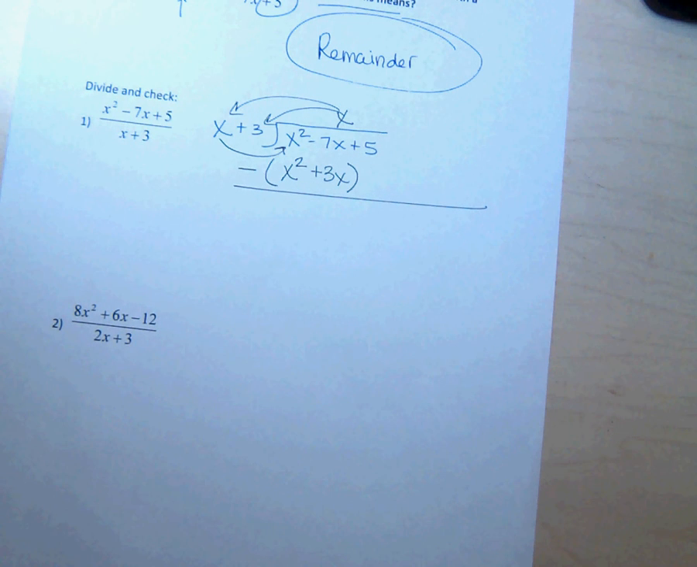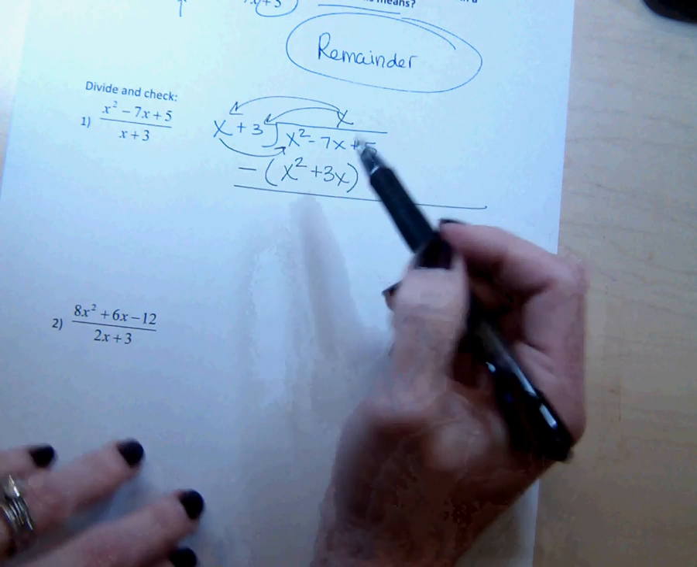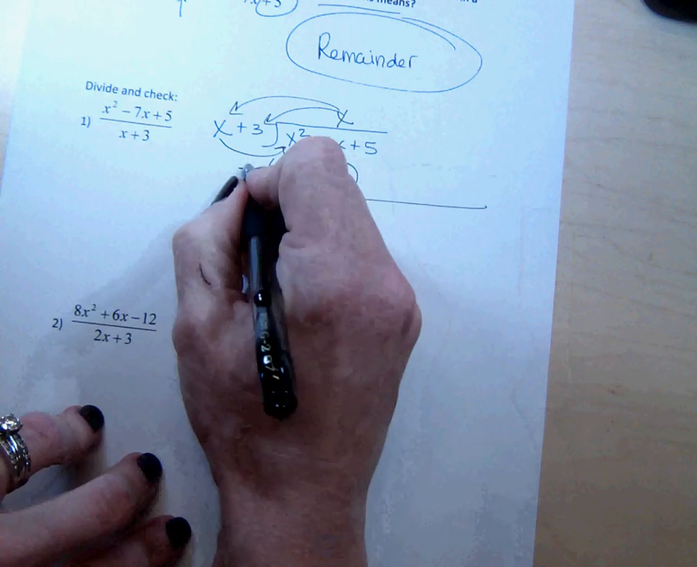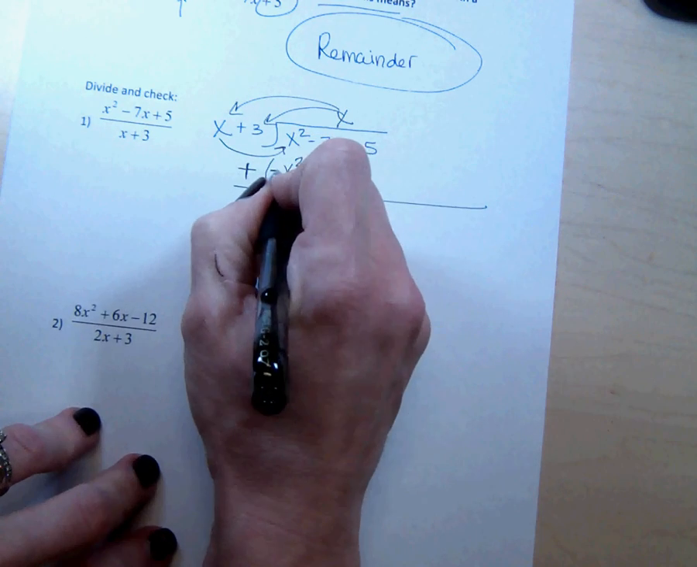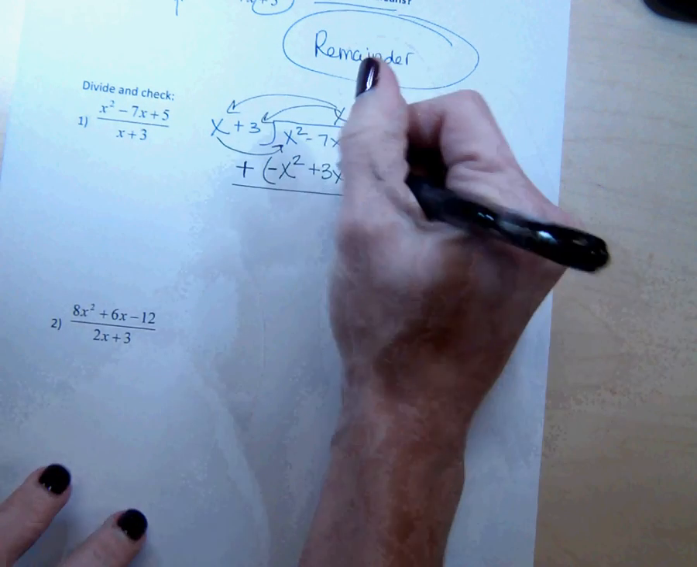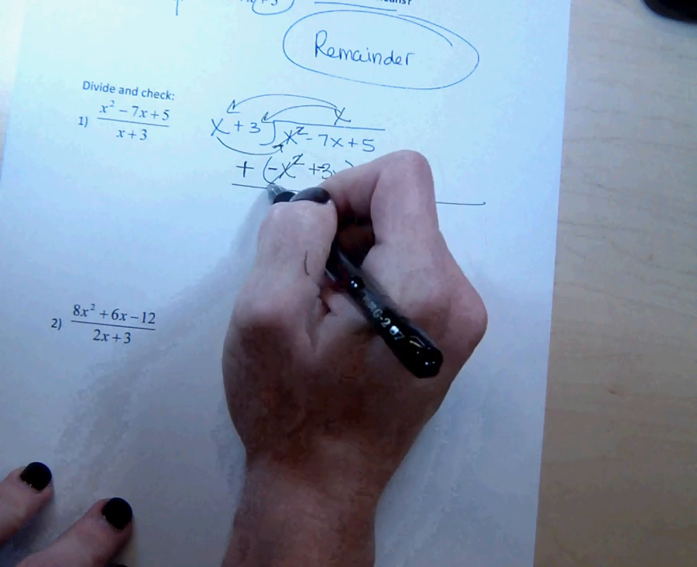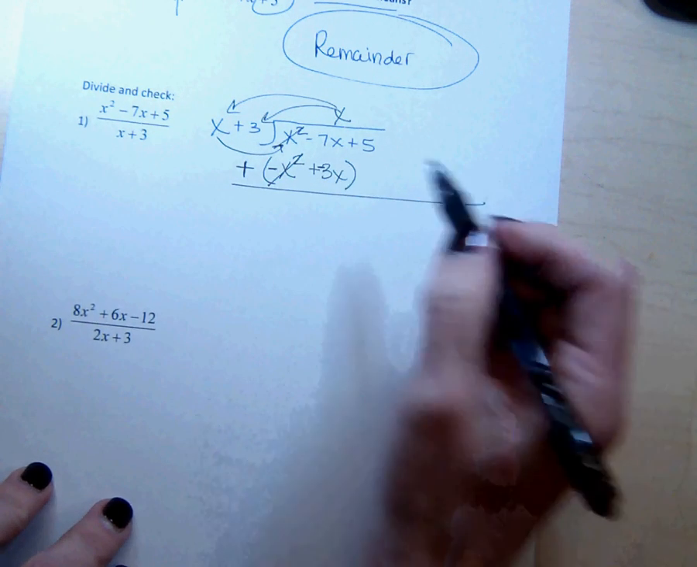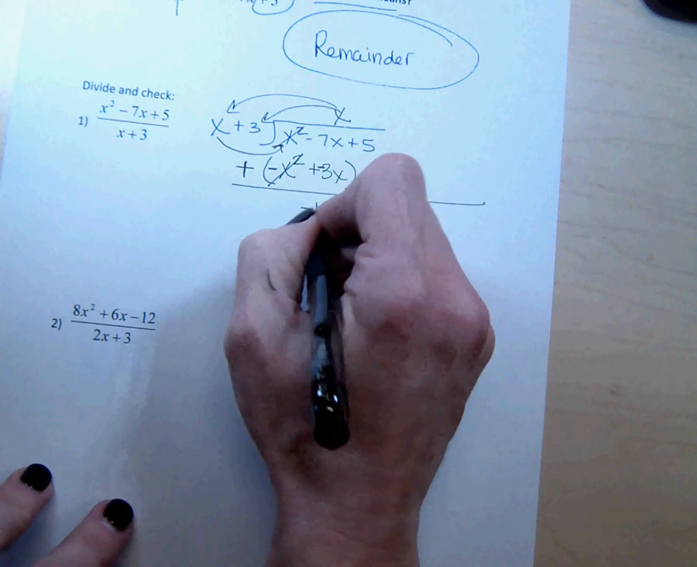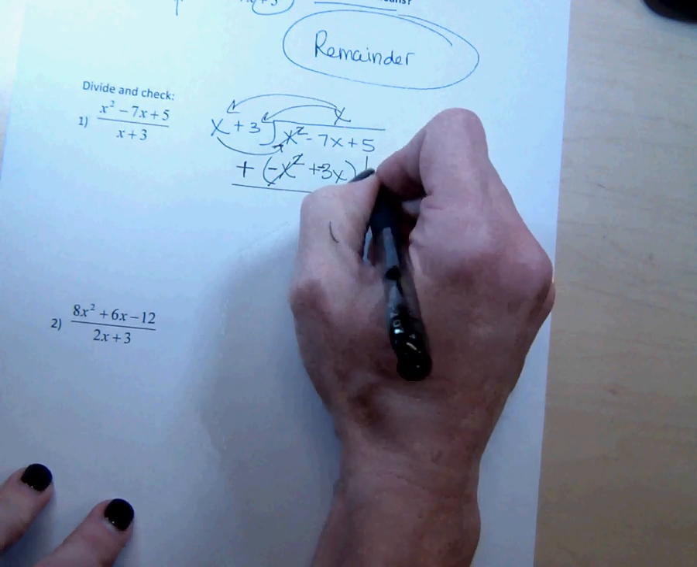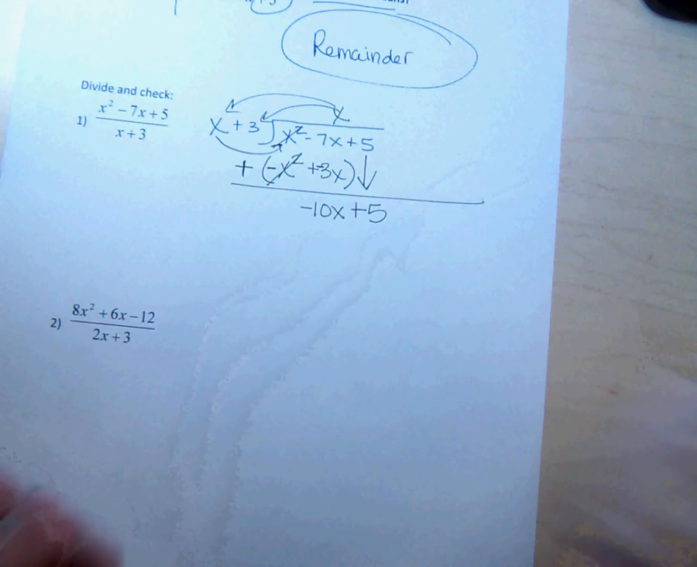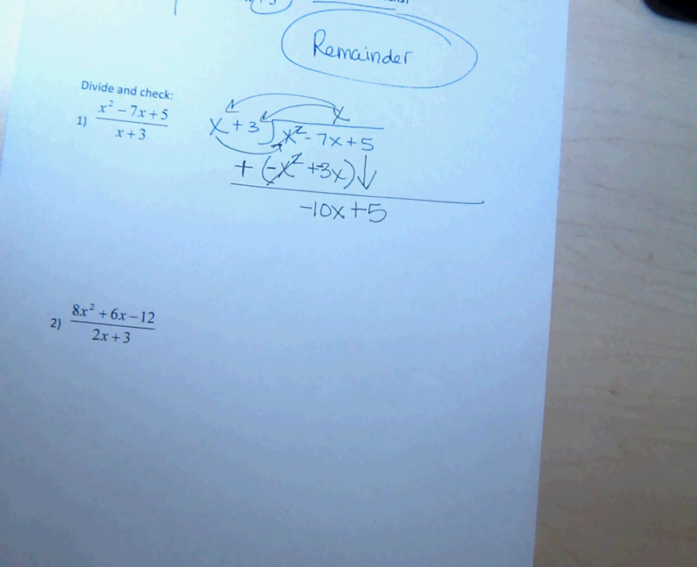Okay, I'm going to subtract. So I'm adding negative x squared, and then that also makes this negative 3x. So x squared plus negative x squared is 0. Negative 7x plus negative 3x is negative 10x. And then I bring down the plus 5.